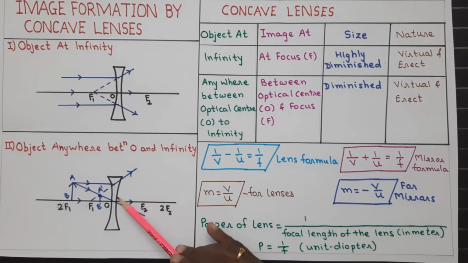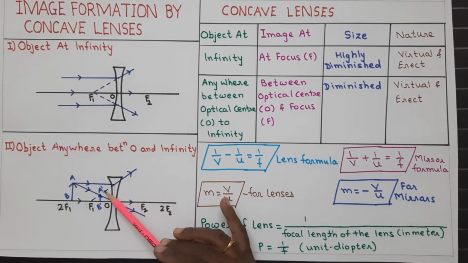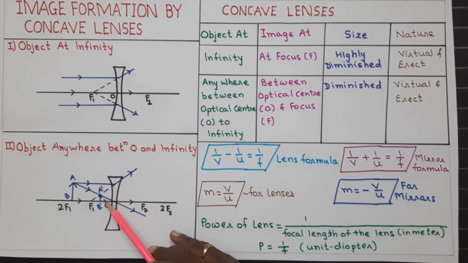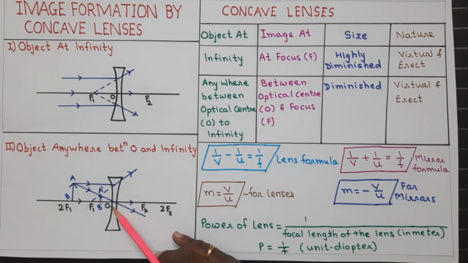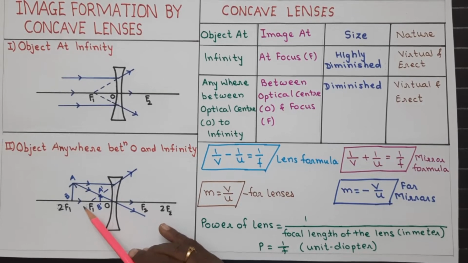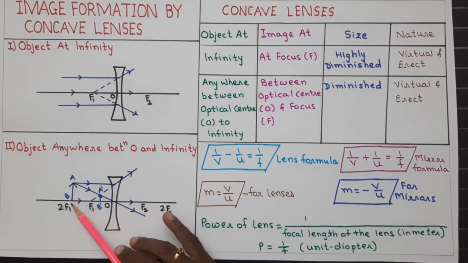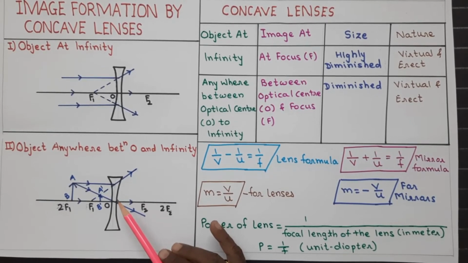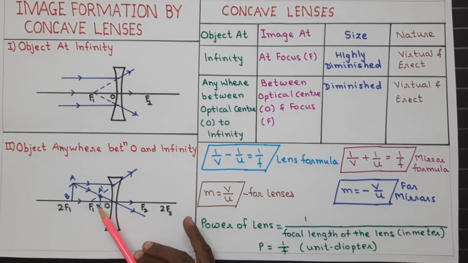The two refracted rays are diverging rays and appear to intersect at A dash on the left side of the lens when produced backwards. Draw A dash B dash perpendicular to the axis. If we see on the right side of a concave lens, we see A dash B dash. So when the object is placed anywhere between the optical center and infinity, the image formed is between the optical center and focus. It is virtual, erect and diminished.